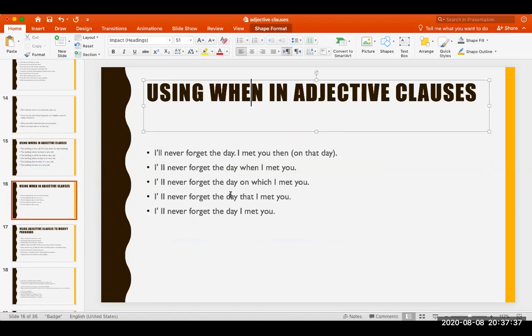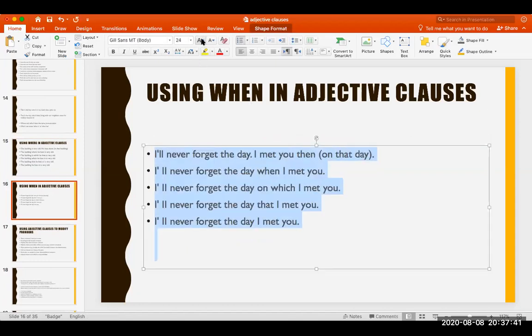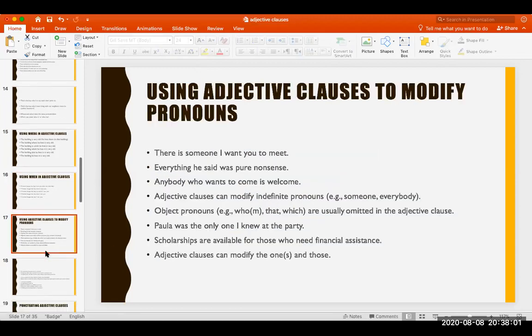We use in for time, similar to this. It's sometimes a little bit confusing, when. But if we talk about the day, I'll never forget the day I met you, on that day. Remember the preposition with days is on. I'll never forget the day when I met you, on which I met you. I'll never forget the day that I met you. I'll never forget the day I met you. You delete which and that because it's an object.